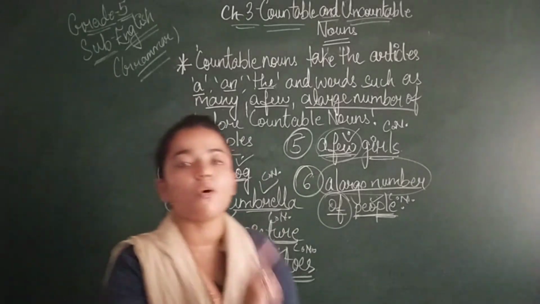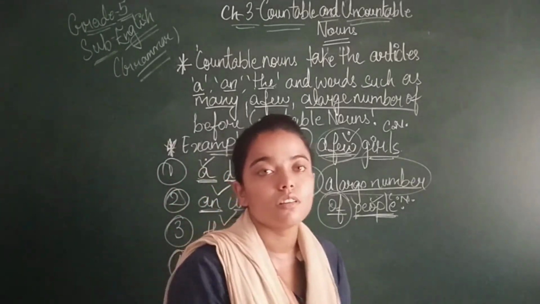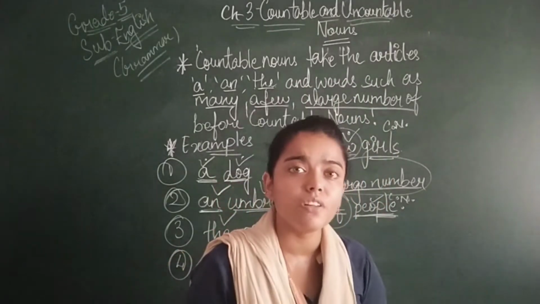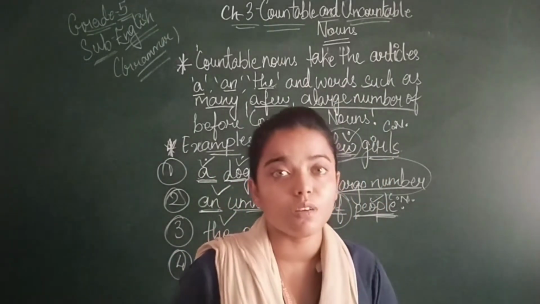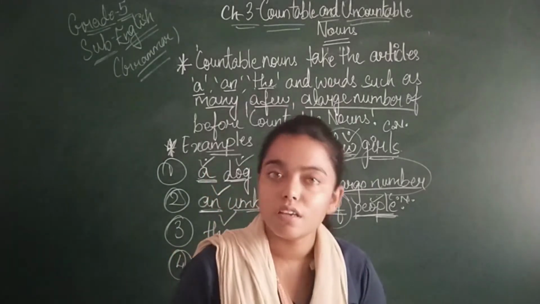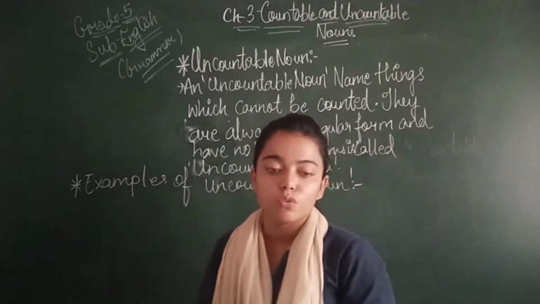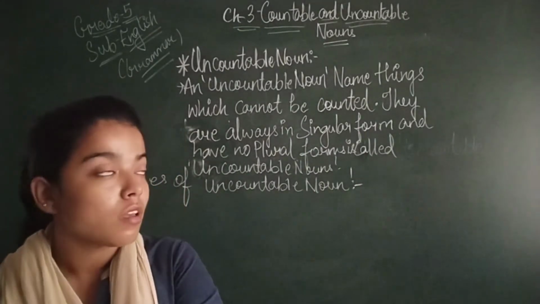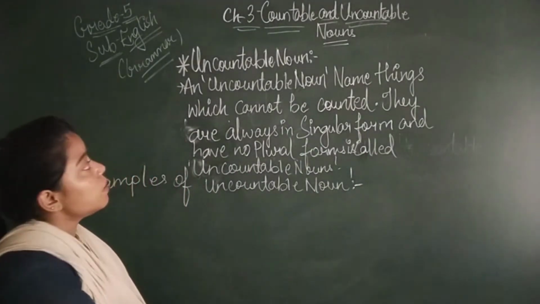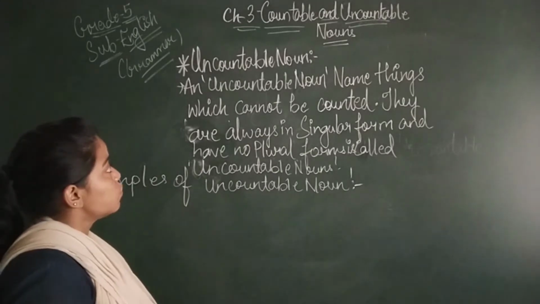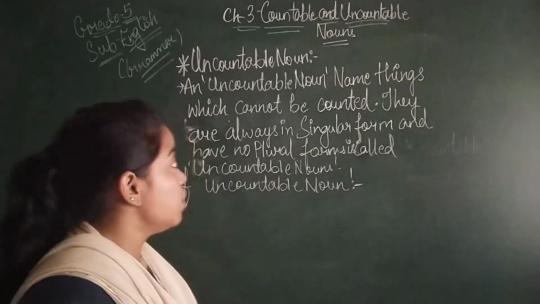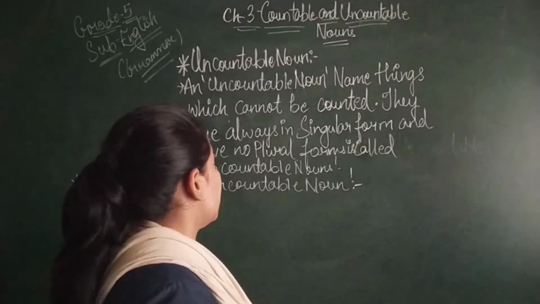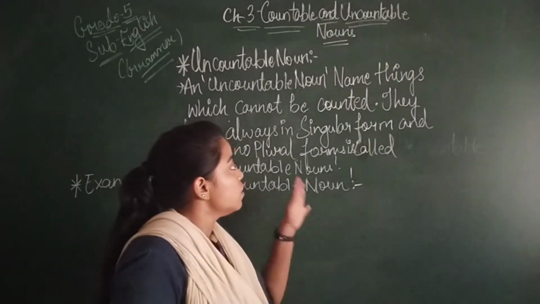So this is the important note. You have to note that it's been given in your Grammarland textbook. Now we will see the uncountable noun and its examples. We will see the definition of uncountable noun. An uncountable noun names things which cannot be counted. They are always in a singular form and have no plural form.